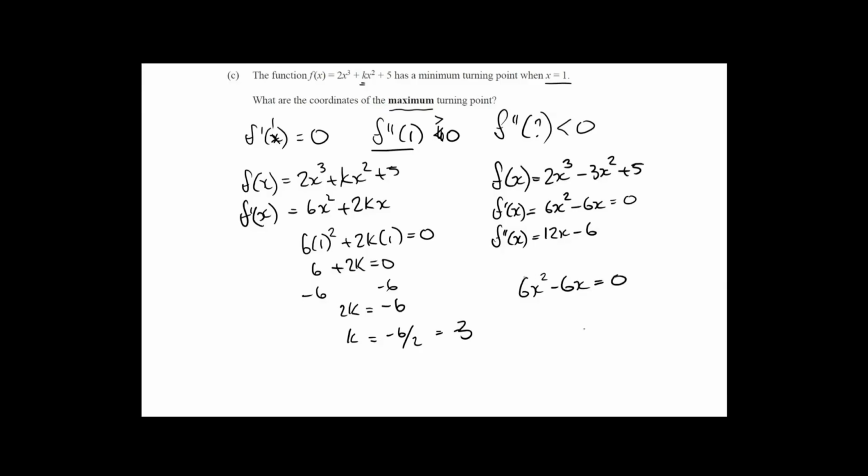So straight away we can divide both sides by 6. So x squared minus x is going to be equal to 0. We can factor out an x here. x minus 1 is 0, and this is the plus 1 that we've got. So therefore x equals 0 must be the location of the other turning point. And now we want to test that it is actually a maximum.